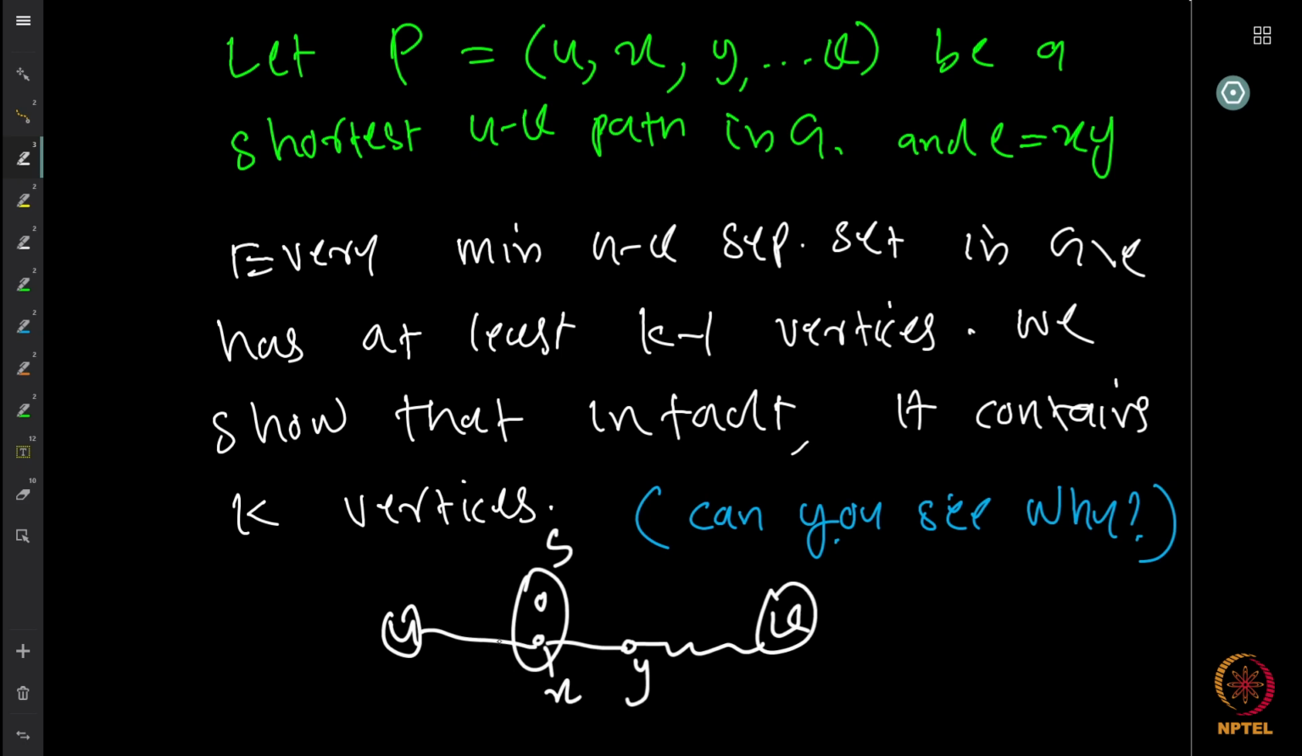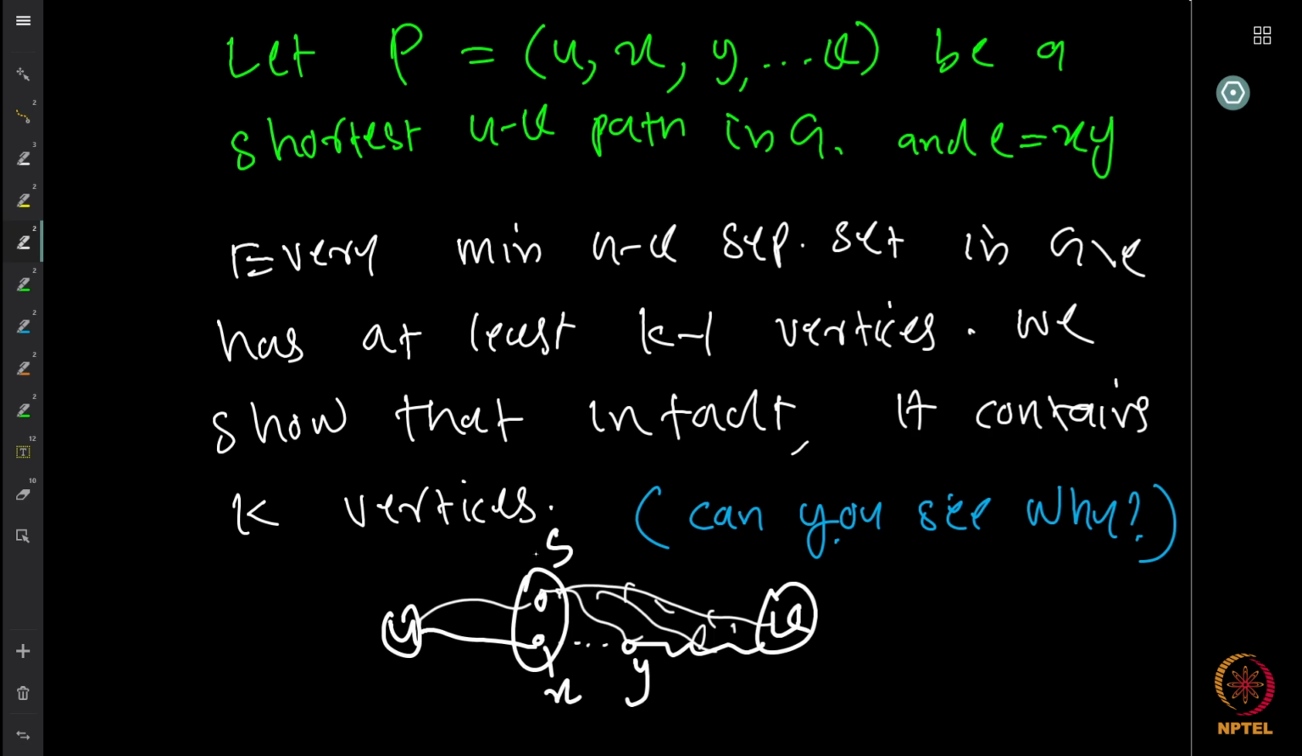So you have this Ux, xy. So I am going to remove basically this edge xy. So the xy edge is removed in the graph. Of course, the other edges, whatever is there, are going to be present, right? Whatever it is, are going to be there. I just removed the edge xy. Now, once I remove the edge xy, what happens to the minimum UV separating set, right?